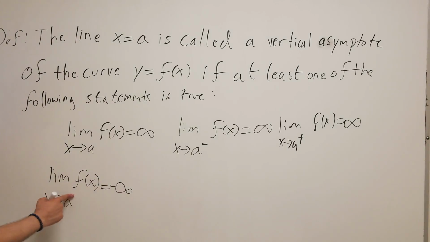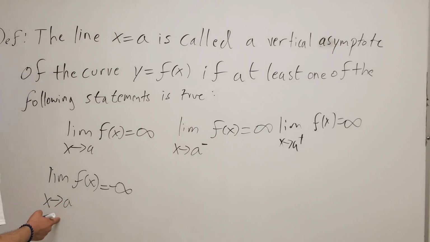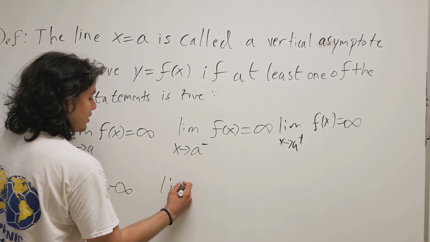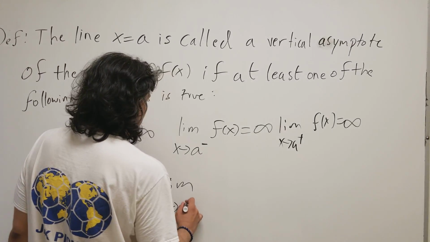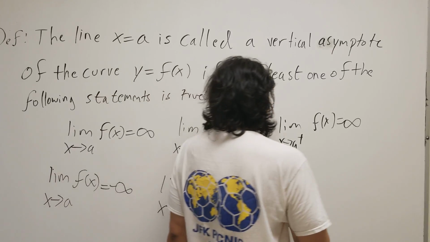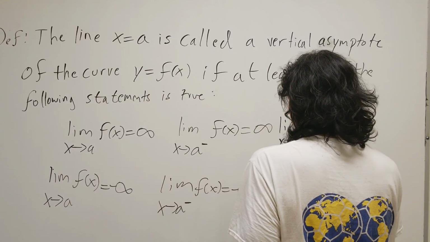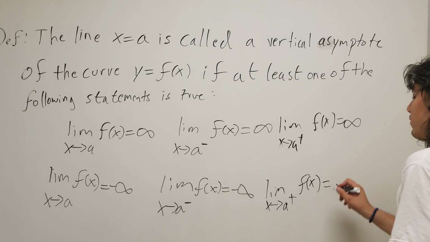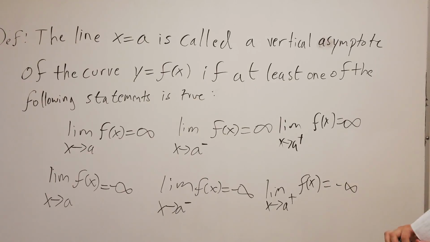So the limit as x approaches a of our function is equal to negative infinity. It also has to satisfy that the limit as x approaches a from the left of f of x goes to negative infinity, and the limit as x approaches a from the right of our function goes to negative infinity. So it makes sense that at least one of these statements is true.